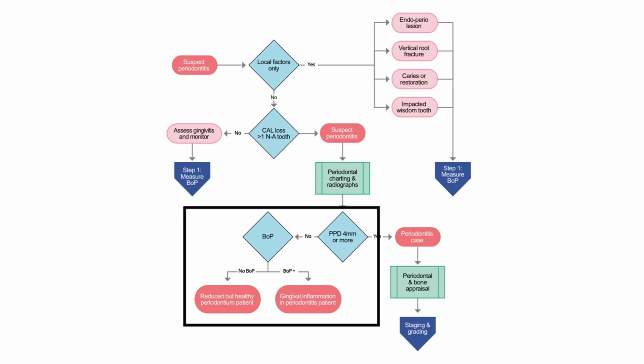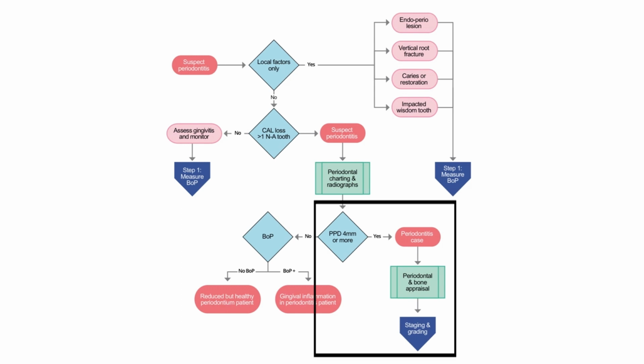If the periodontal charting does not show any probing pocket depth of 4 millimeters or more, then we need to evaluate the full mouth bleeding on probing. When the bleeding on probing is higher than 10%, the diagnosis will be gingival inflammation in a periodontitis patient. When it is lower than 10%, then the diagnosis is a patient with reduced but healthy periodontium. If the periodontal charting shows probing pocket depth of 4 millimeters or more, then the diagnosis is a periodontitis case, and that will need assessment and staging and grading, as we will see.